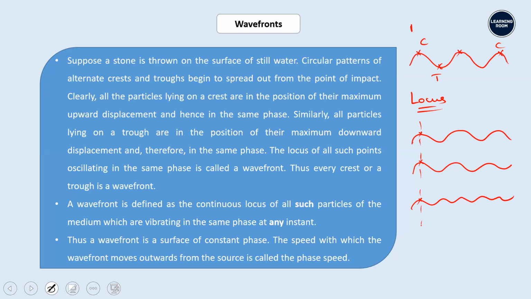Repeat it. Wavefront is basically the locus of all such points. What points? All the points which are in the same phase. It need not be crests or troughs. If you choose a particle which is in a particular phase, you need to choose a particle on the other wave also which is in the same phase. And you join everything and you obtain a shape. And that shape is given a name called wavefront. It's not a wave, it's a shape of a wave.